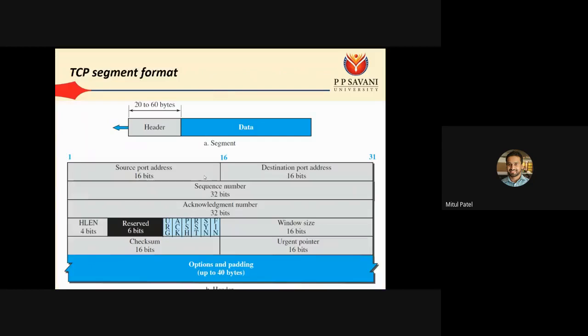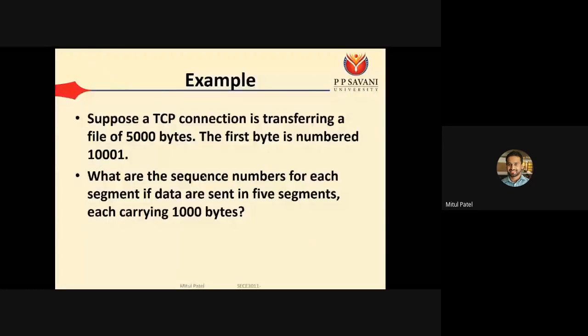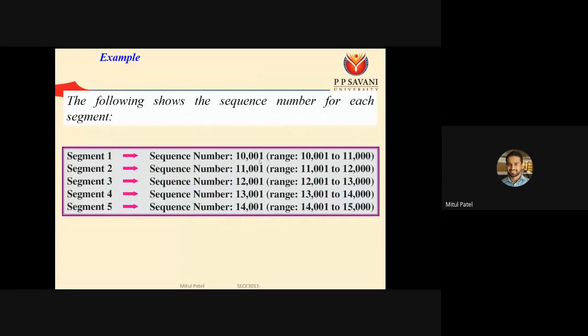For example, for segment number 1, our sequence number is 10,001. So what will its acknowledgement number be? If the receiver is receiving a segment whose sequence number is 10,001, it indicates that it is receiving the bytes from 10,001 to 11,000. So which next byte does it want now? The next byte it wants is 11,001. So for segment 1, the acknowledgement number will be 11,001.